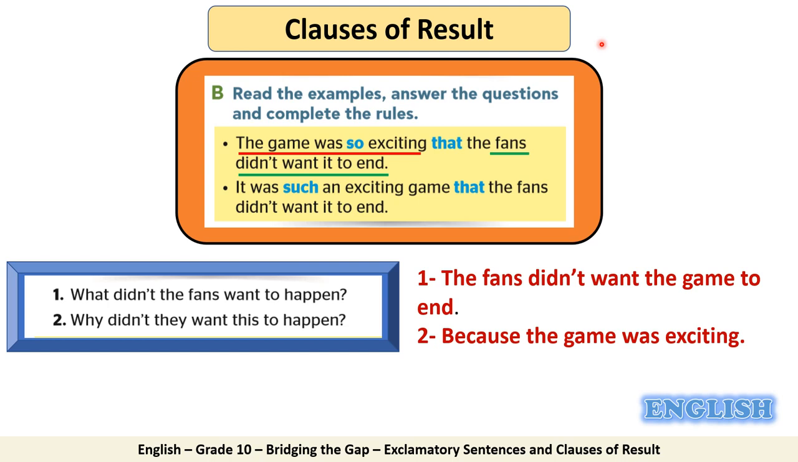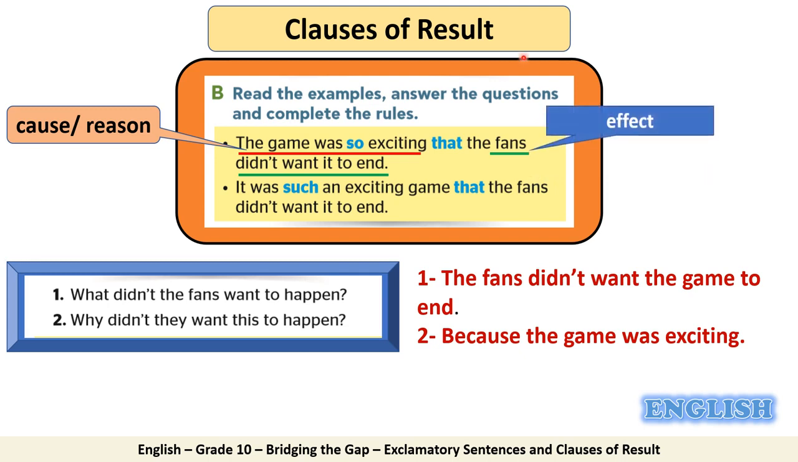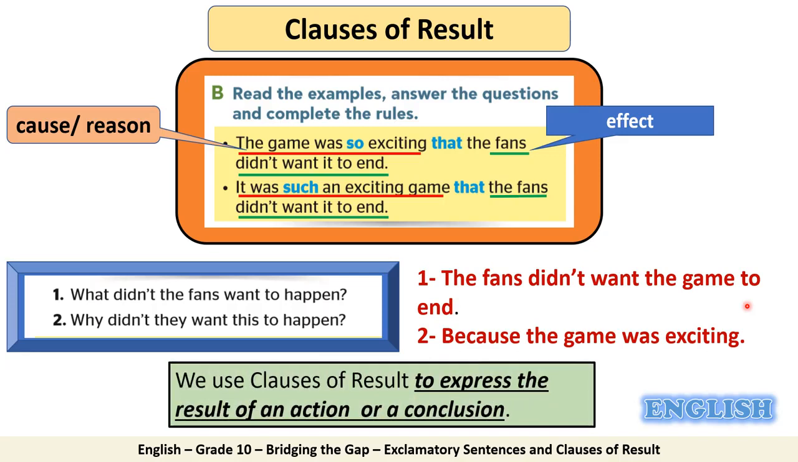Dear students, as you can clearly see, the first part, the game was so exciting, expresses the cause or reason of something. Whereas the second part, the fans didn't want it to end, expresses the effect of the action. Similarly, in the second sentence, we have the cause or the reason and its effect. We use clauses of result to express the result of an action or a conclusion.